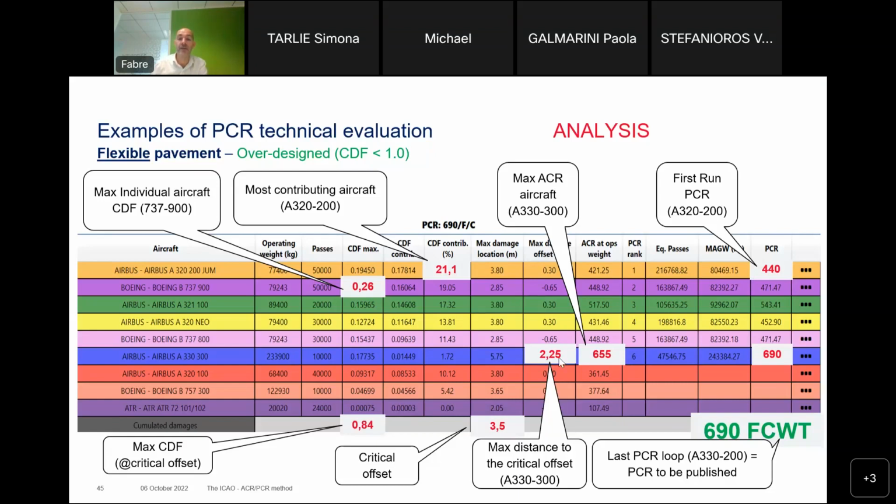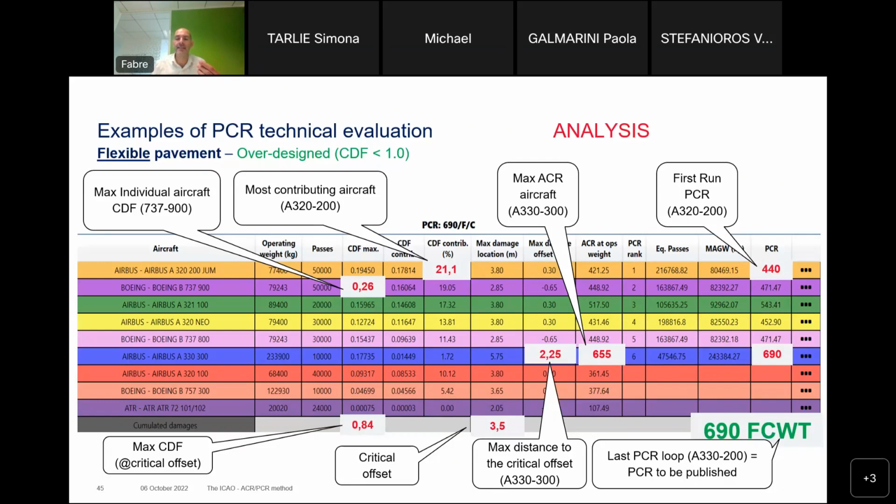The F3, the critical offset, as I said, is 3.5 meters, and the highest ACR aircraft is the A330-300. Okay. And this ACR at its operating weight is about 655. And this is normal because we continue. This is the last iteration because this is the highest ACR aircraft.